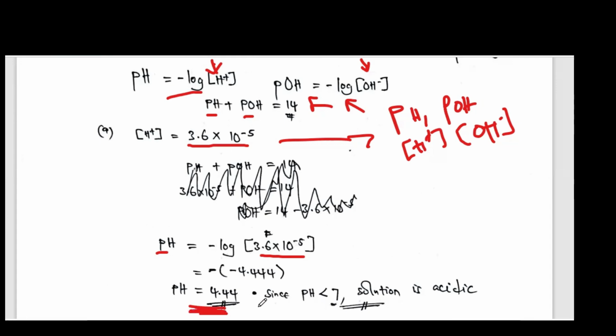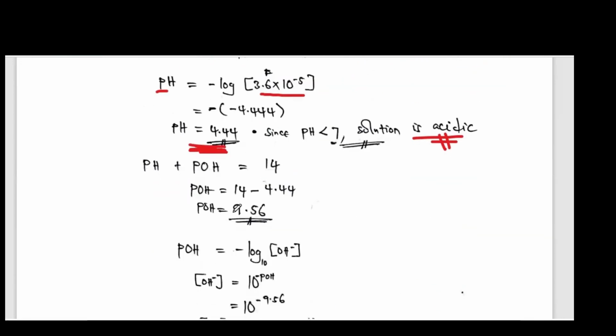Then we have to make a conclusion here. Since the pH is less than 7, it's 4.44, then this solution is what? Acidic, right? Then, after we found the pH, we can use it to find the pOH. We know that pH plus pOH is equal to 14, and we want to find our pOH. It means this pH goes to the other side and becomes a minus there, and your pOH will just simply be that.